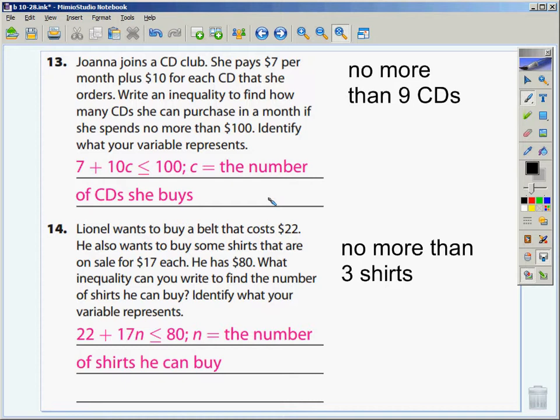$13. 13. Yeah. I didn't need it, does it? Okay. Not 14.